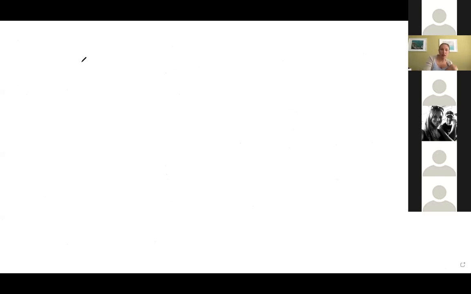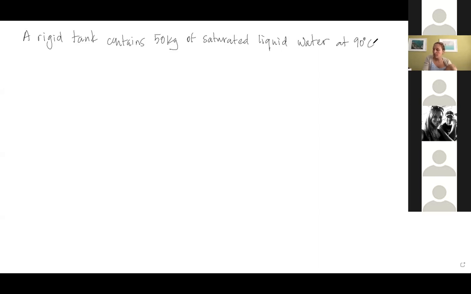All right, so for the last 15 minutes of class, I want you guys to work on one for yourself. So here we have a rigid tank. A rigid tank contains 50 kilograms of saturated liquid water at 90 degrees Celsius. Determine the pressure and volume of the tank.